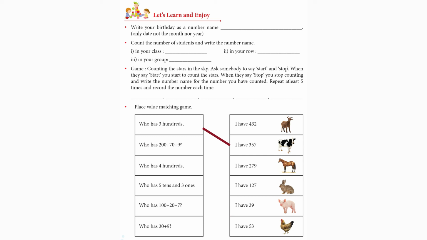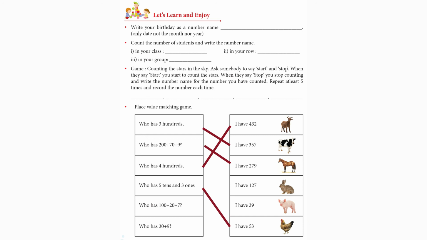Now the next one is who has 200 plus 70 plus 9. Can you tell me which number has 279? The horse picture, right? So you can match it to that. Now the third one. Who has 400s? It is 432. Very good. So you can match it to 432. And now who has 5 tens and 3 ones? It is the hen picture, right? So hen is saying I have 53. So that is 5 tens and 3 ones.